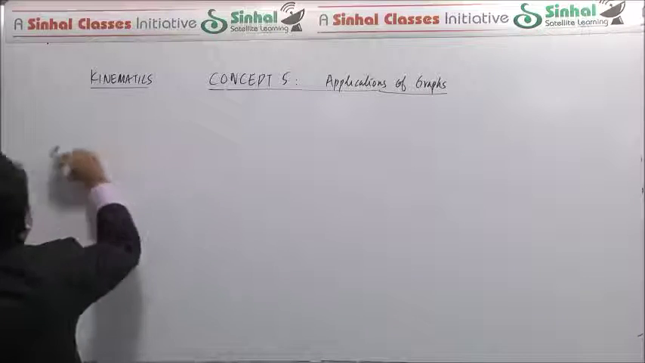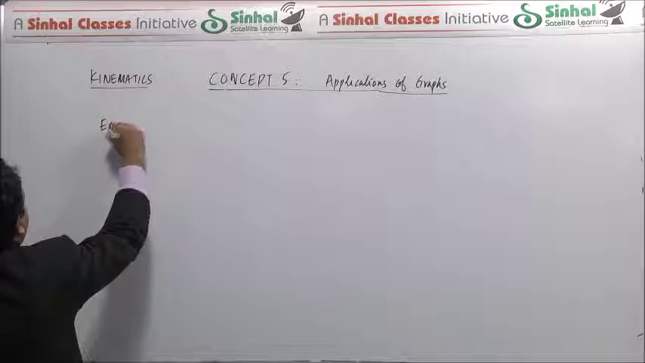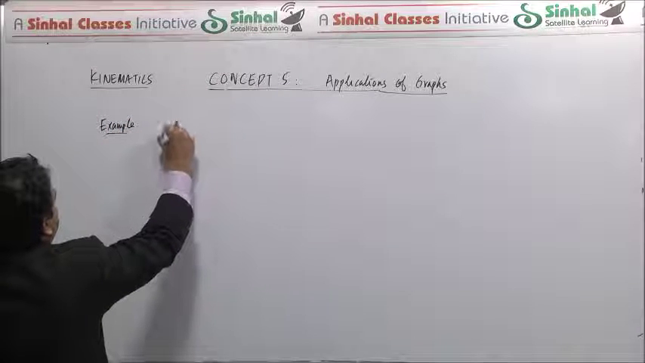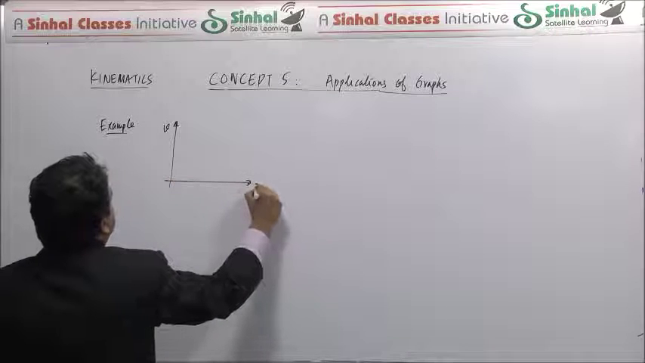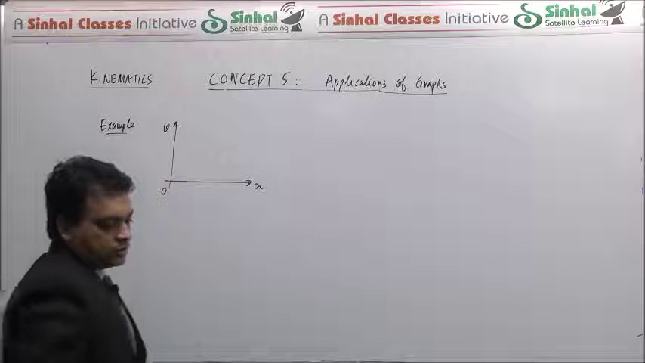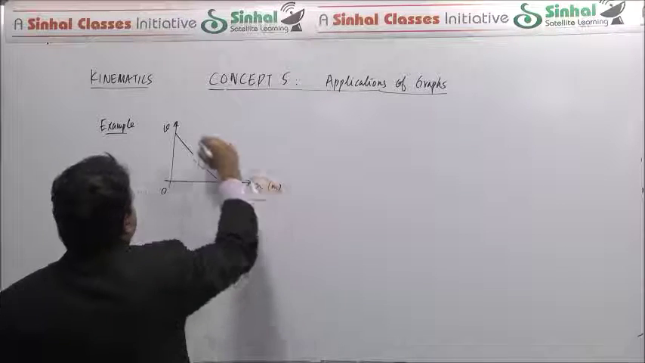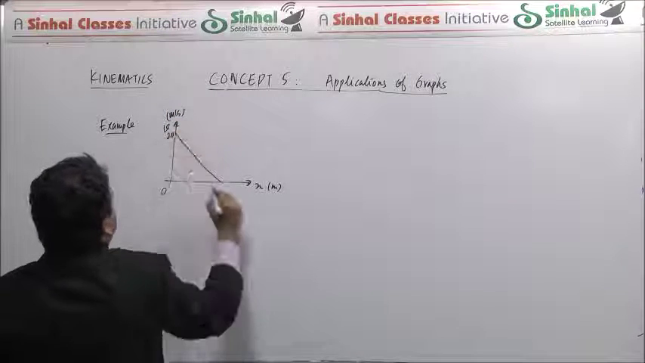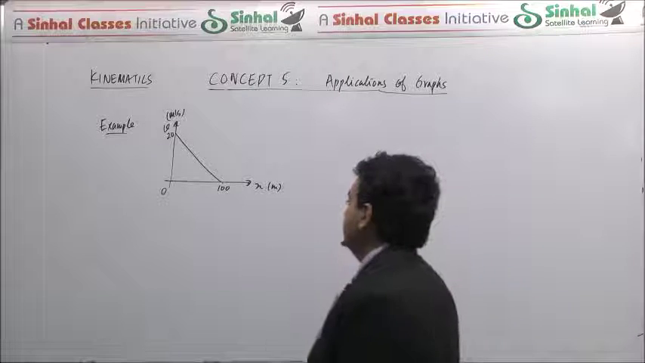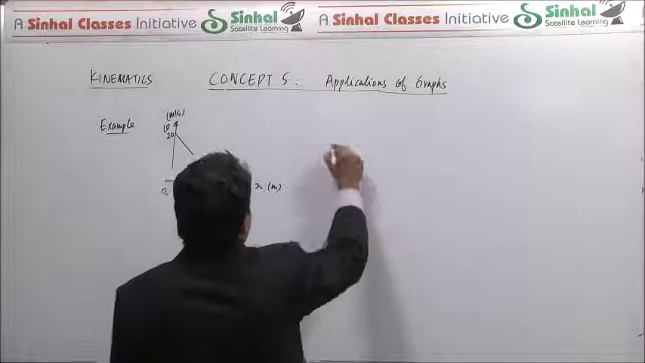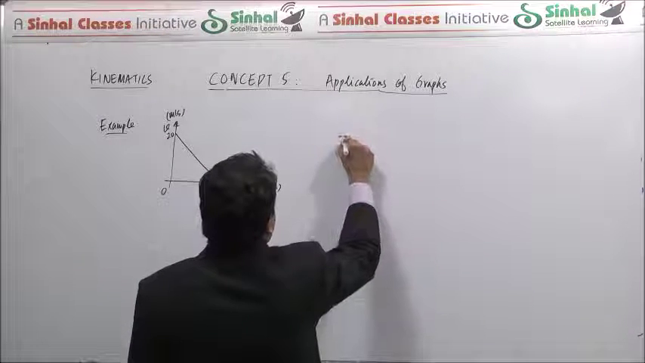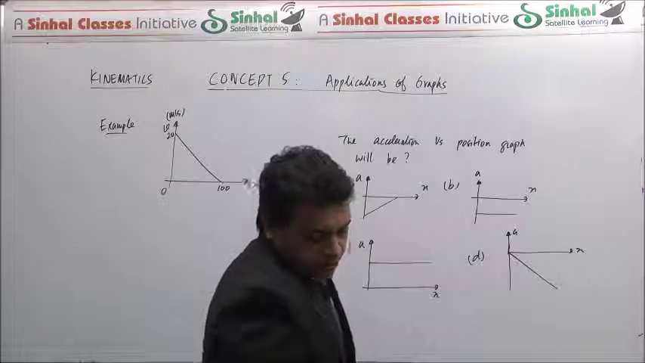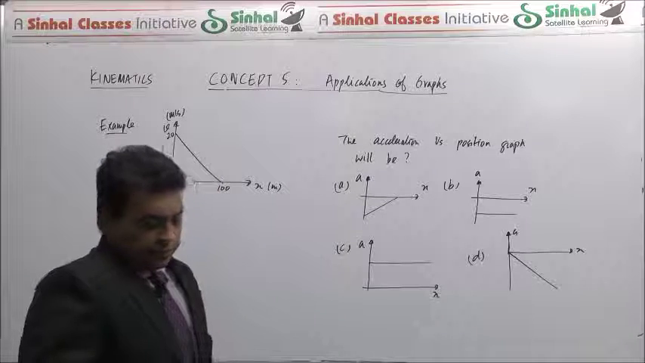Look at another example where what is given to us is a velocity versus position graph, with position in meters and velocity in meters per second. From this we have to figure out which of these will be the acceleration versus position graph.